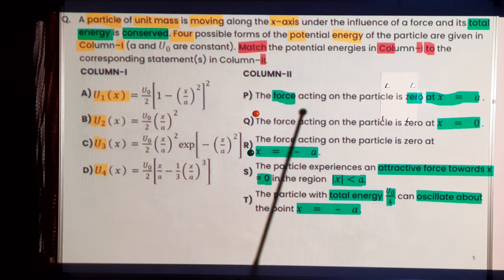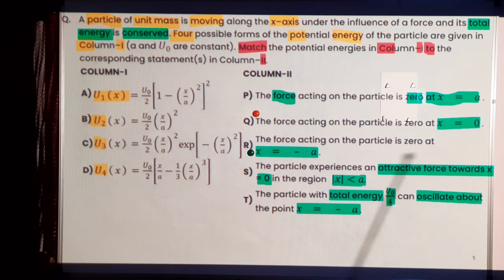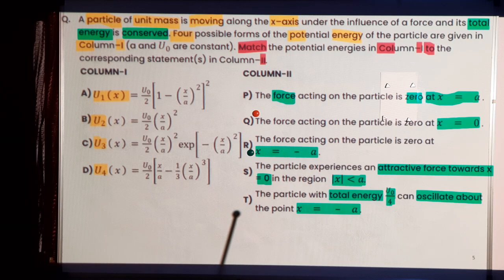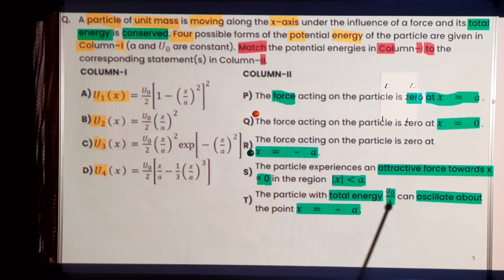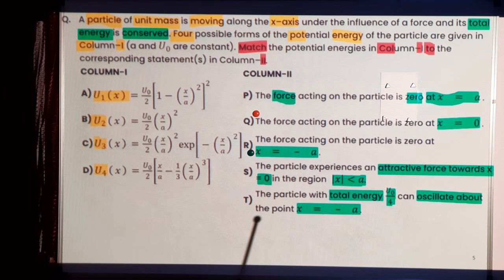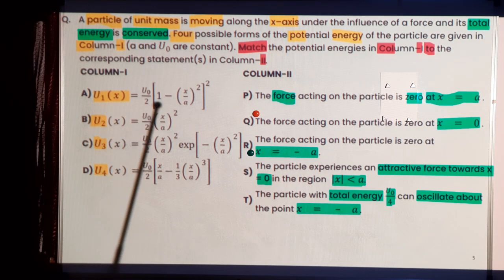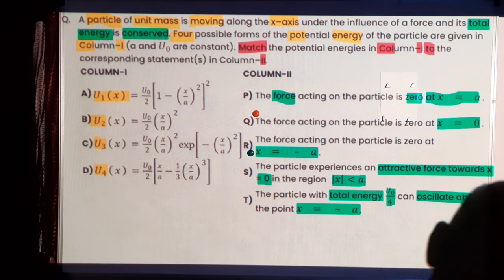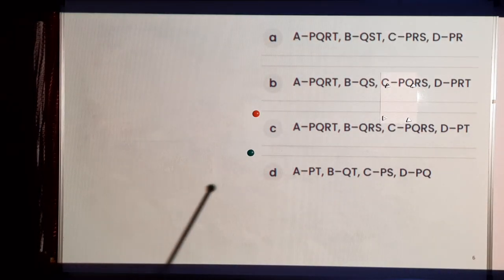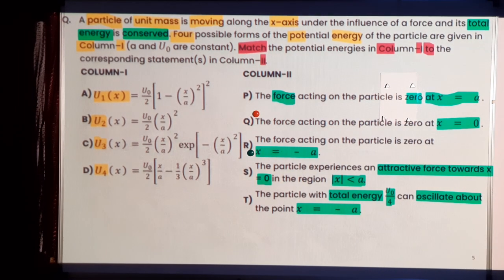So the first 3 talk about the force at x equal to A, x equal to 0 and x equal to minus A. Statement S, the particle experiences an attractive force towards x equal to 0 in the region mod x less than A. Statement T, the particle with total energy U0 by 4 can oscillate about the point x equal to minus A. So you have to match the potential energies here with the corresponding statements here. And 4 options are given. You can pause and try this question.